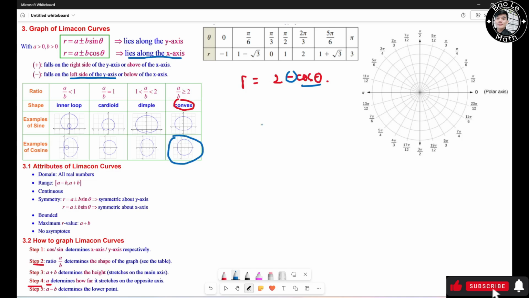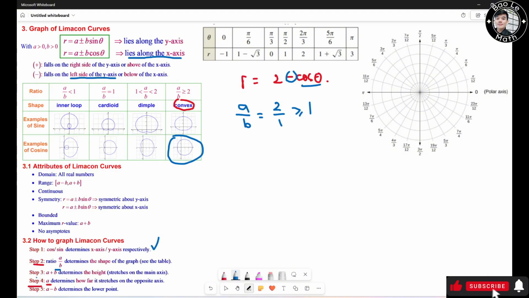Now we're gonna follow the step by step right here, right? So step number 1 we just did, right? Step number 2, we need to find the ratio of A and B to determine the shape, right? So A over B equals 2 over 1, right? Which is greater than or equal to 1, right? So this is the convex shape, right?